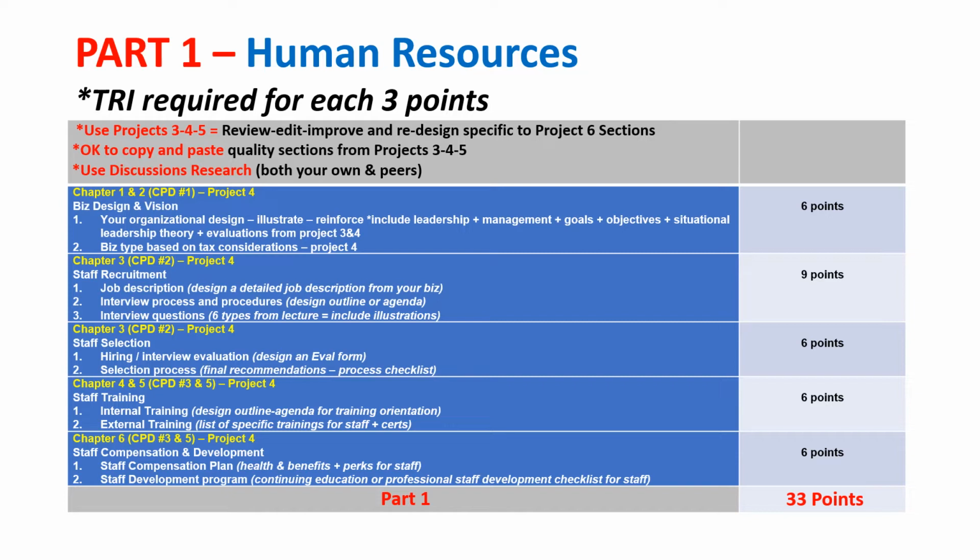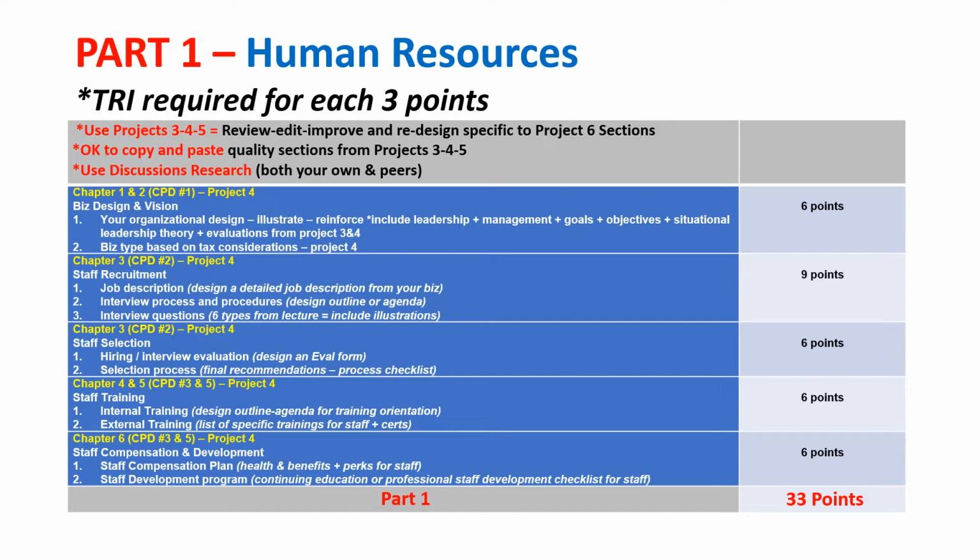Next, then we get into staff training. Again, chapters 4 and 5, CPD 3 and 5, project 4. We want to do internal training, and you need a very specific outline and agenda for your training orientation, whether that's 1 day or multiple days. Next then, TRI is external training. You want to list those specific ones, and then also any certifications.